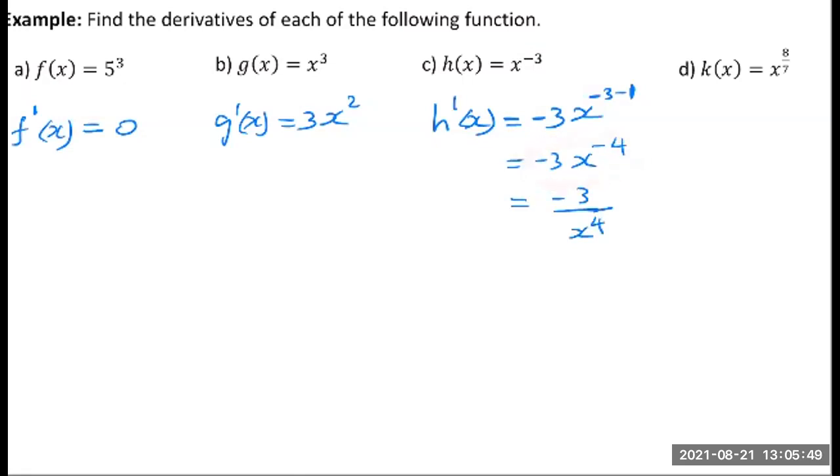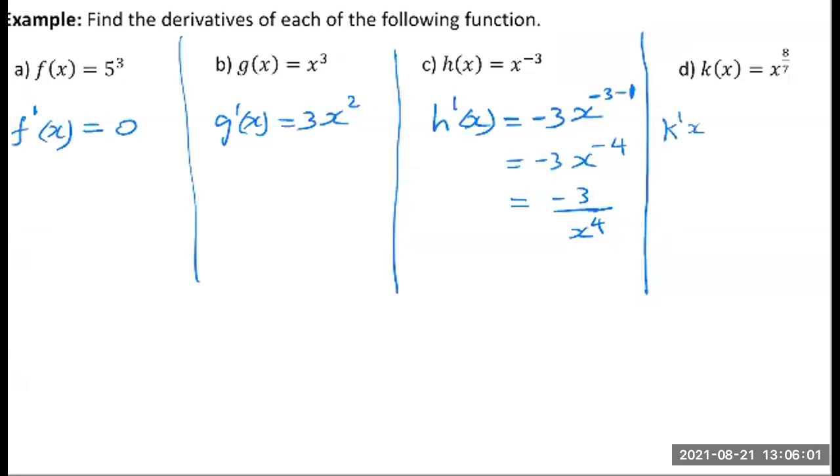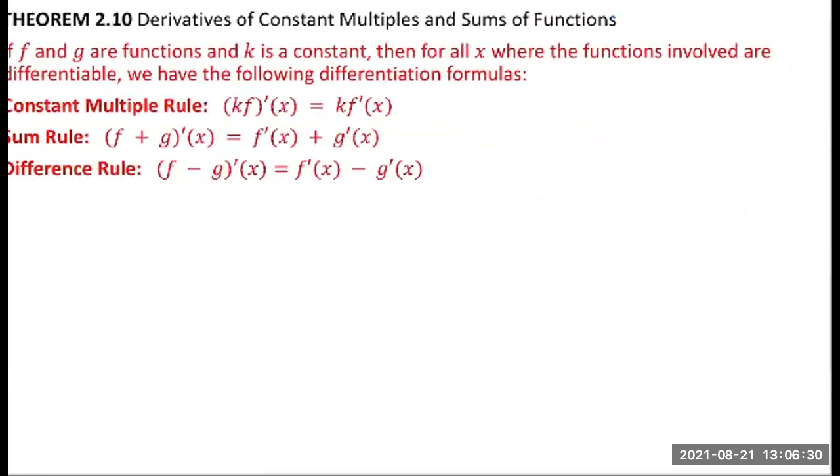All right. Finally, the last one. What is this one? Maybe I'll put a line in between. What is k prime of x? Again, the same rule. I pull my power to the front, 8 over 7 times x to the power 8 over 7 minus 1. The power should be k minus 1. That's why I have 8 over 7 minus 1. So what would you get if you simplify this? 8 over 7 times x to the power 1 over 7. That's the answer. It's so straightforward, an application of the power rule.